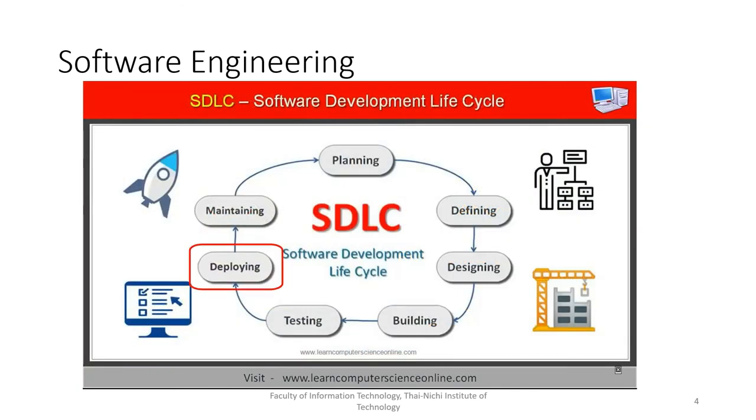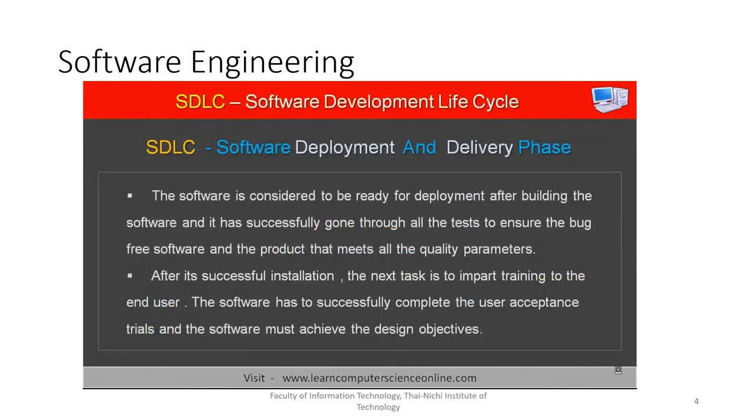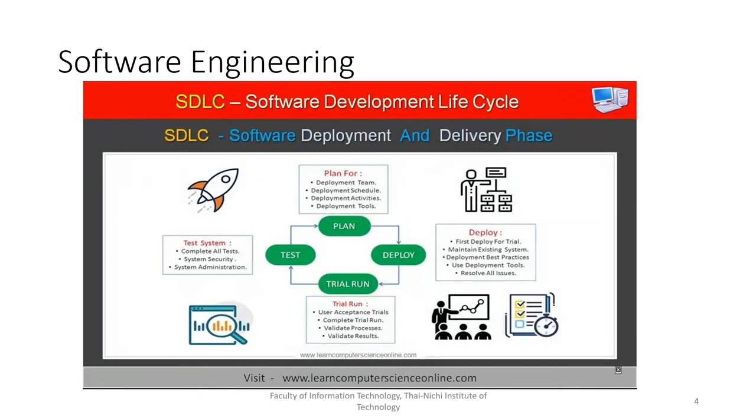The next and sixth phase in the software development process is software deployment and its successful installation. The software is considered ready for deployment after building the software, and once it has successfully gone through all the tests to ensure bug-free software and other quality parameters. After its successful installation, the next task is to impart training to the end user. The software has to complete user acceptance trials.